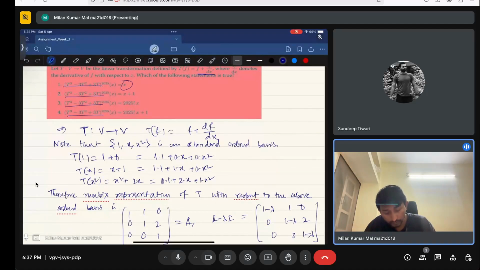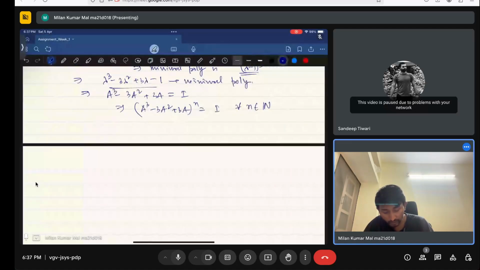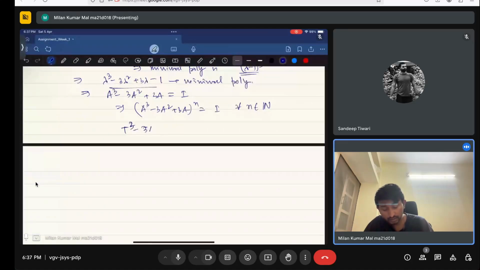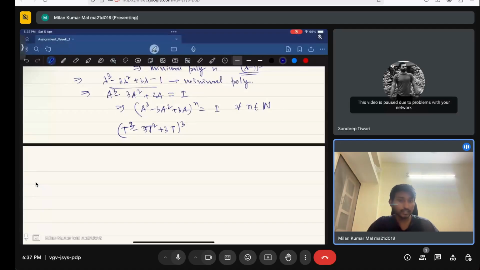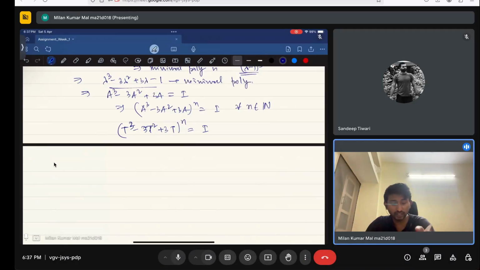So if you do A cube minus 3A square plus 3A, now I can go back to the operator, right? T cube minus 3T square plus 3T, this whole cube to the power n, is equal to identity. T will satisfy this equation because we are working in the standard ordered basis, so there will not be any problem. If the basis is specified, in that situation we may have some different type of result, but as long as we have identity there will not be any problem, but still I am just saying.